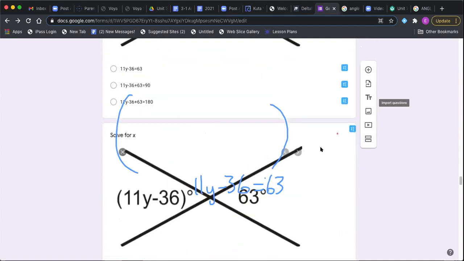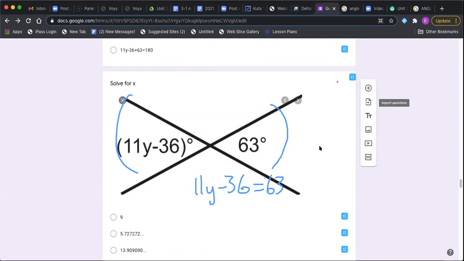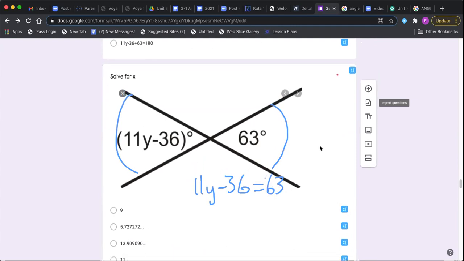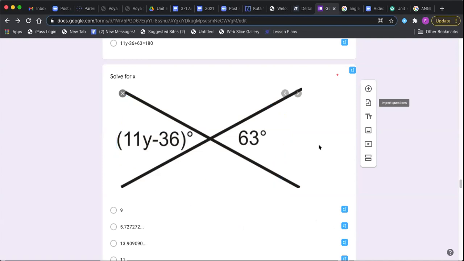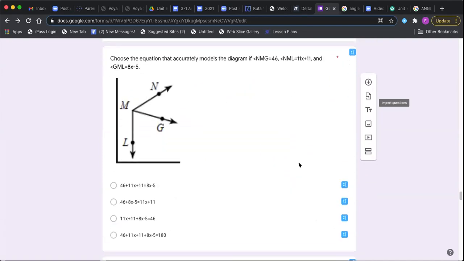So let's go ahead and solve it in the next frame. So I'm just going to add 36. So what's that, 99? Divide by 11, divide by 11. A lot of 11s popping up in this. 9 is my answer. And it's a choice, so we're feeling good. Okay, let's keep it going.